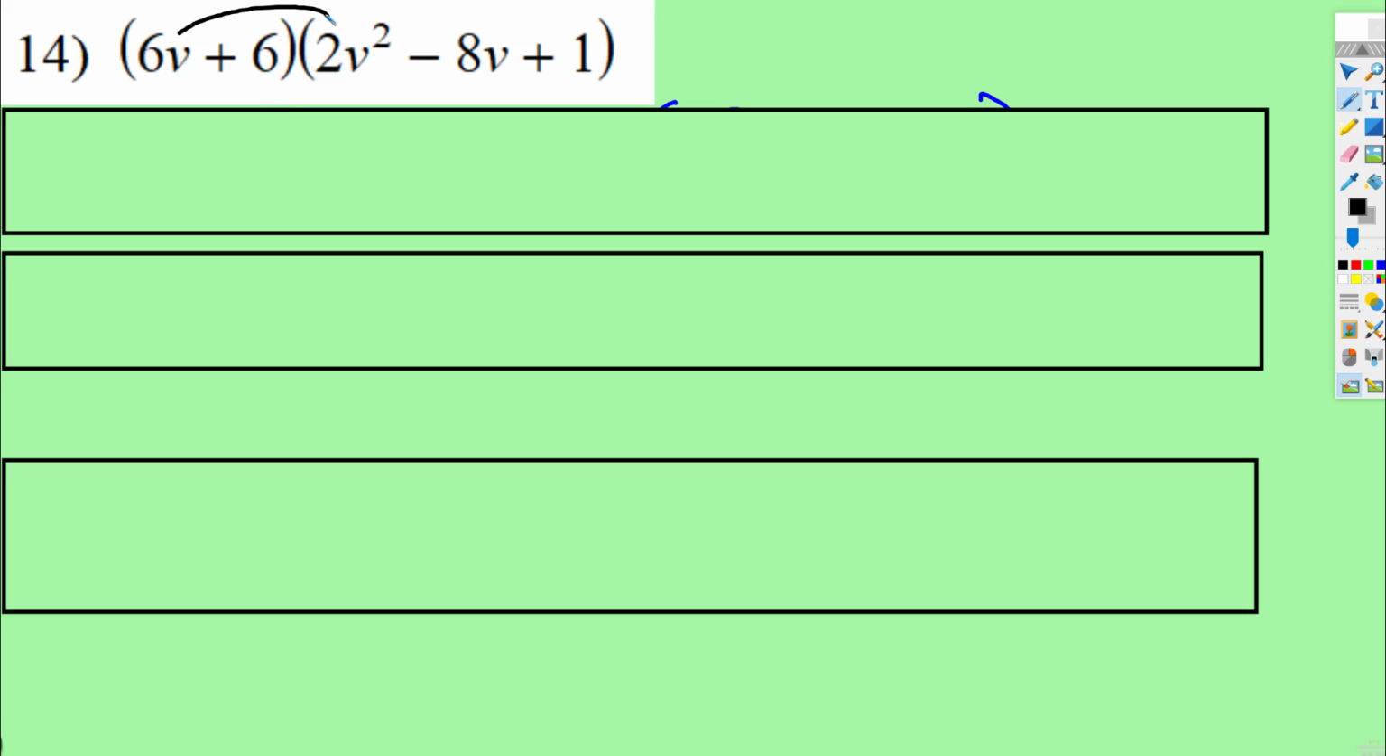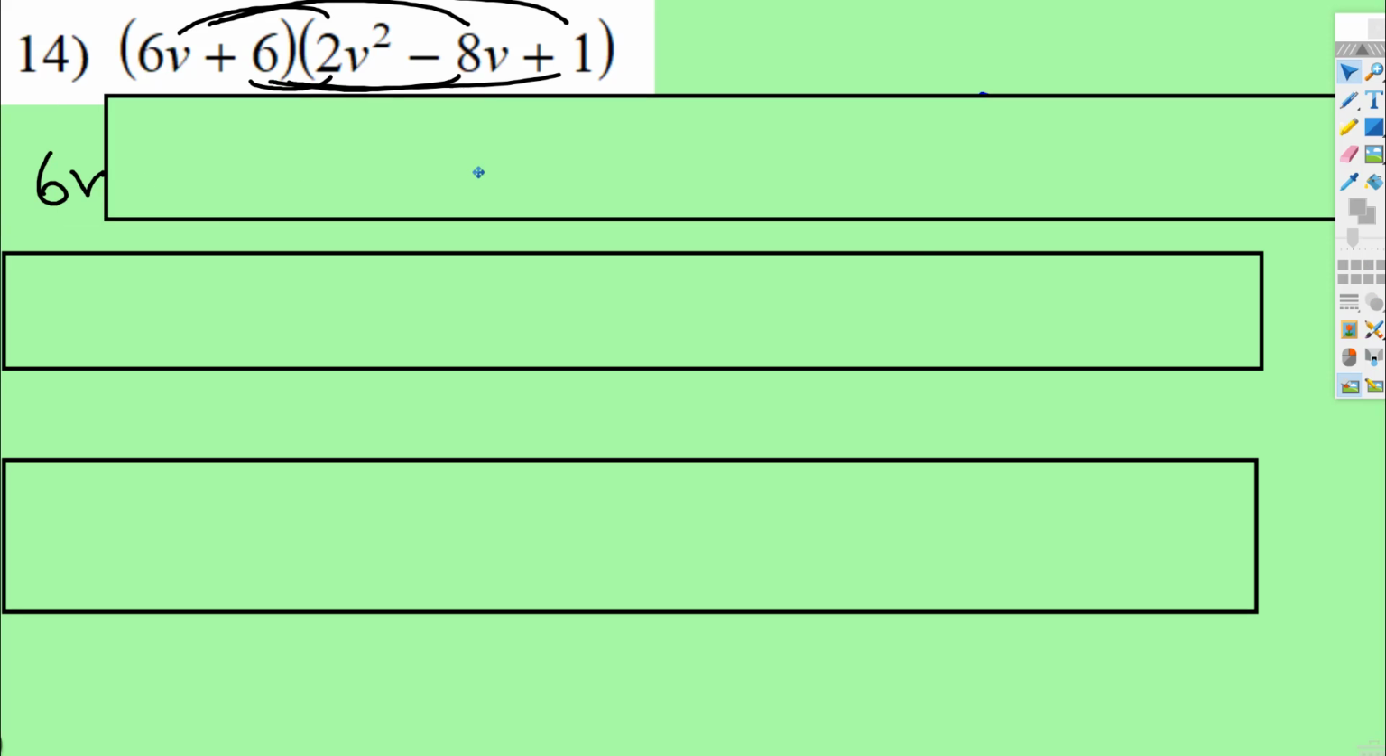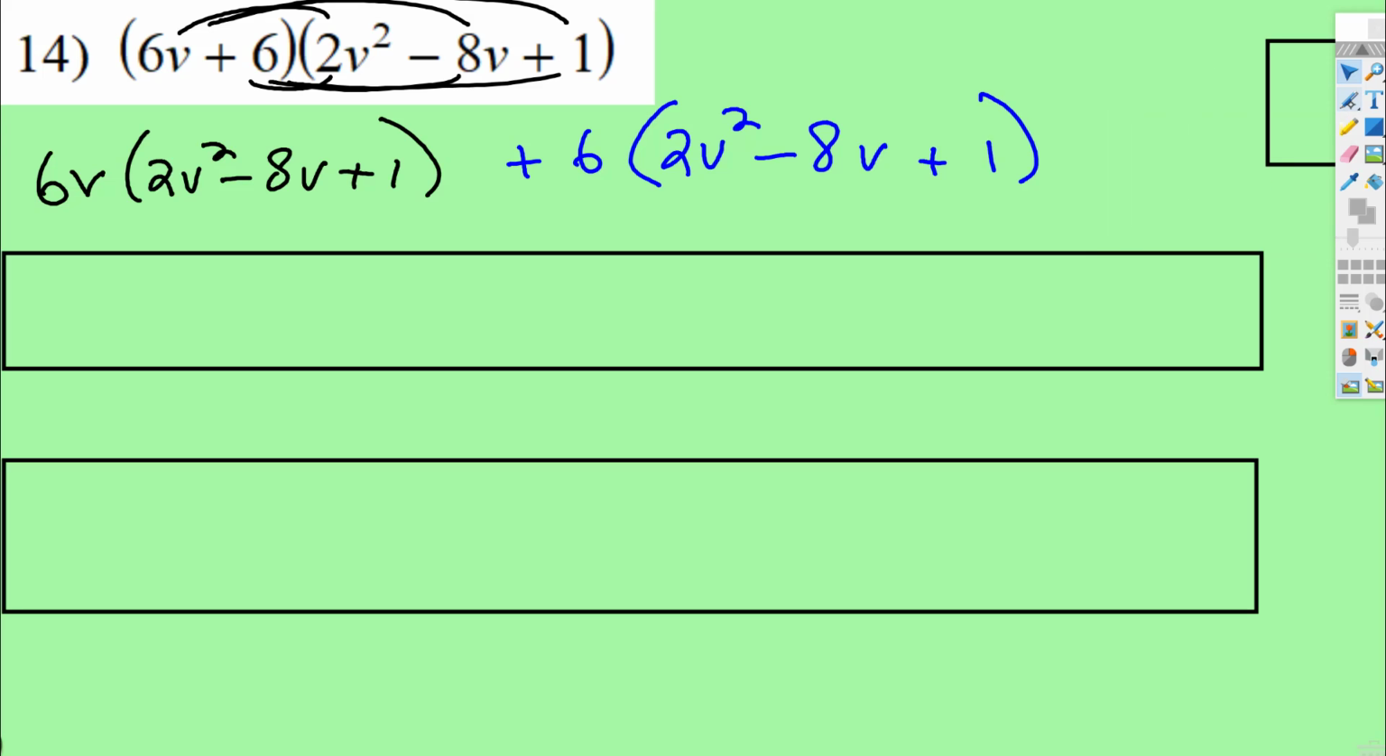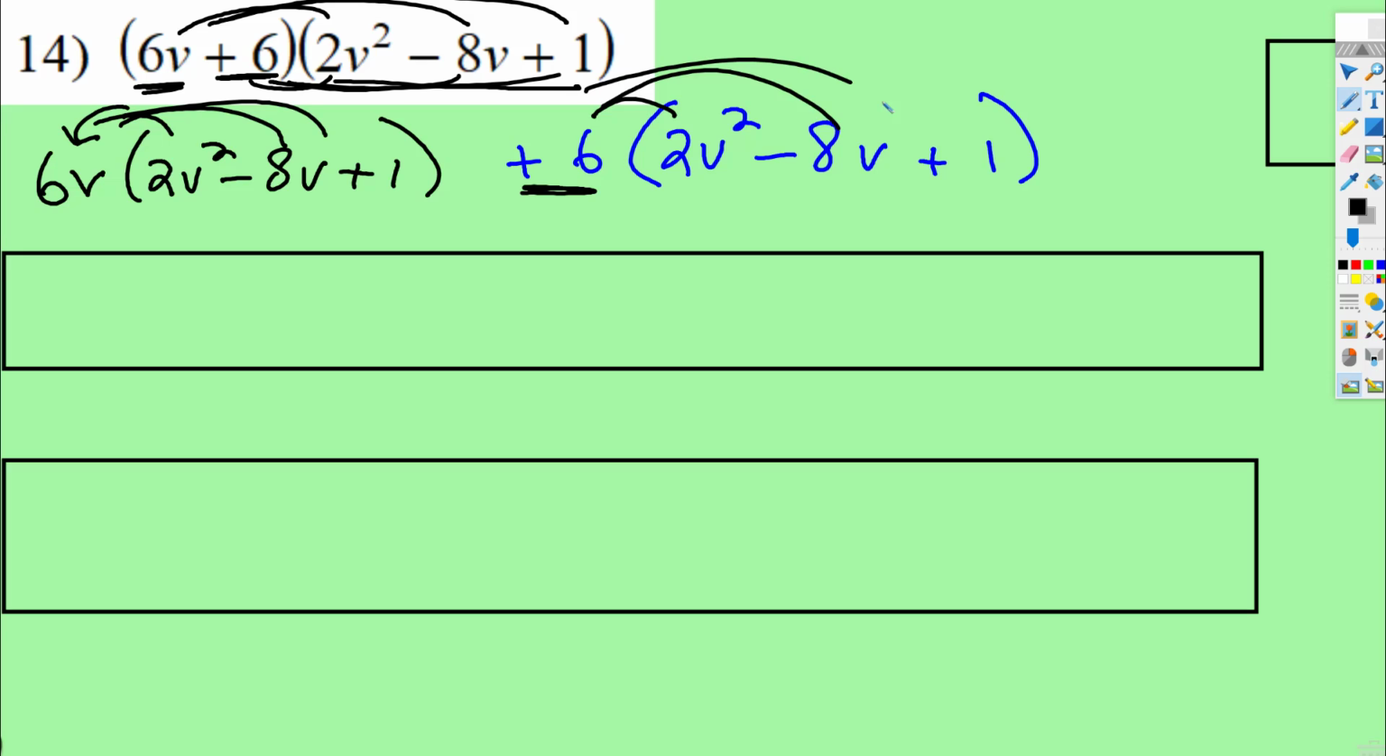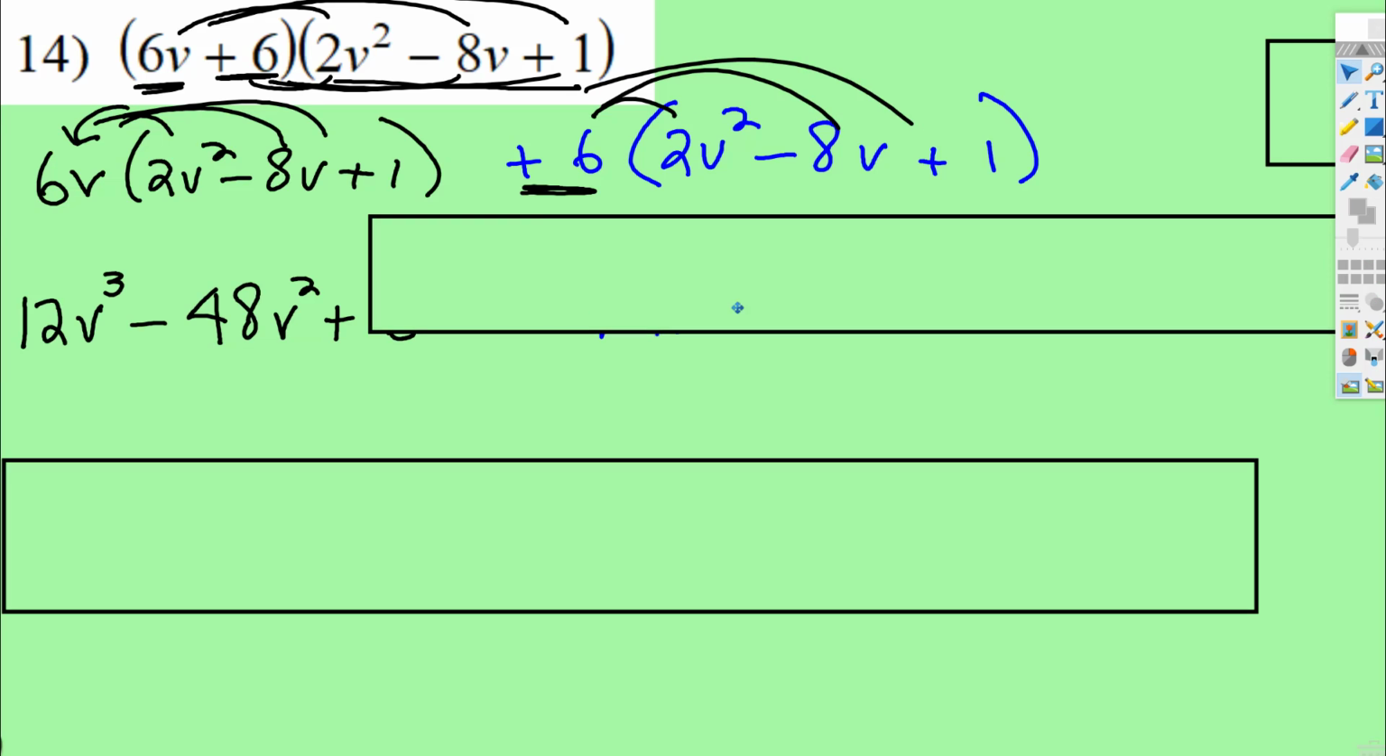You're going to do the exact same thing when it's a binomial times a trinomial. It's 6v times all three of those things, and 6 times all three of those things. So it looks like this. Here's a good way to do it. Take the first term, put it on the outside of that second set of parentheses, and then plus 6 on the outside of that second set of parentheses, and then go ahead and multiply each piece. That would be probably a pretty simple way of doing that.